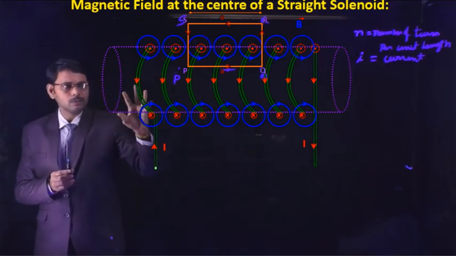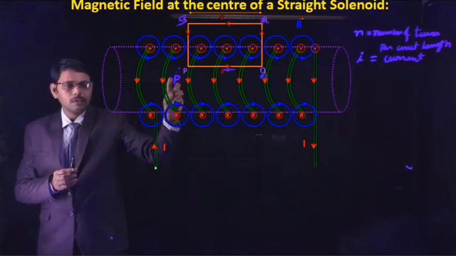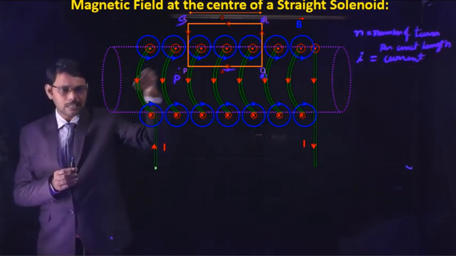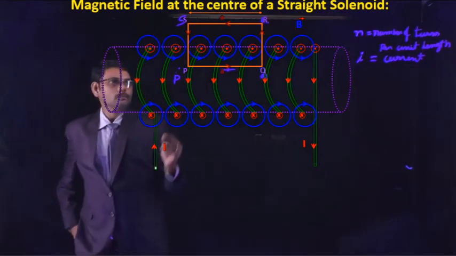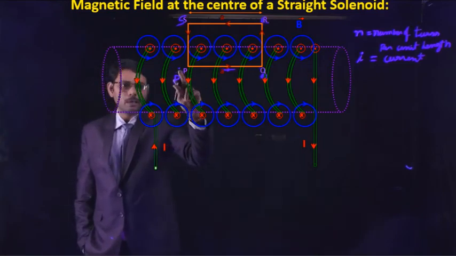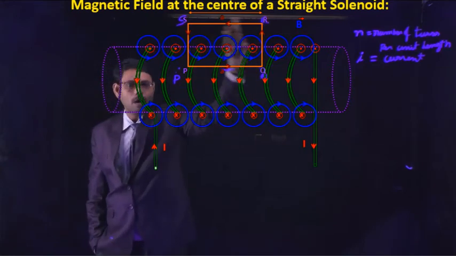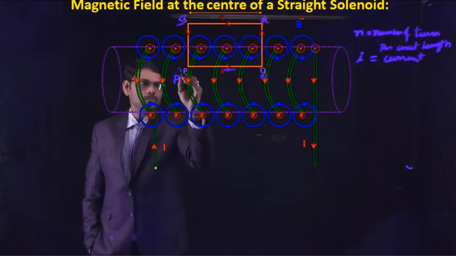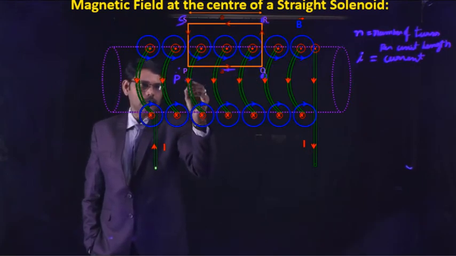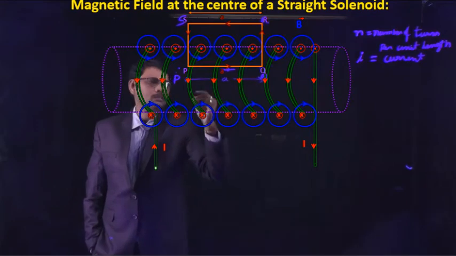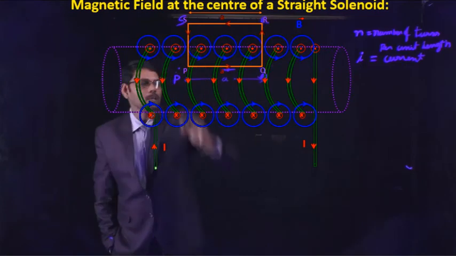The principle used for the calculation of this magnetic field is Ampere's circuital law, which we discussed earlier in this session. For that, let us consider a path PQRS. Let us assume the length of PQ is equal to a. Similarly, RS is also equal to a, and QR has some length and SP has some length.